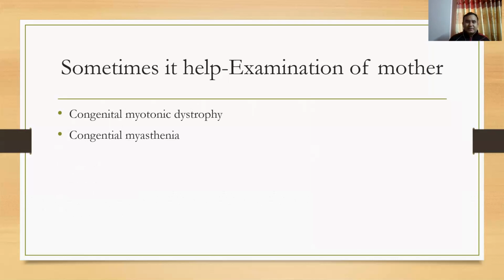But not only examining the child is important. Sometimes, if you examine the mother or father, it may help you to diagnose the condition. Like in case of congenital myotonic dystrophy, if you examine the mother properly, even the mother can show the feature of myotonia. Similarly, if there is congenital myasthenia in a child, then the mother might show features of myasthenia gravis, like ptosis.